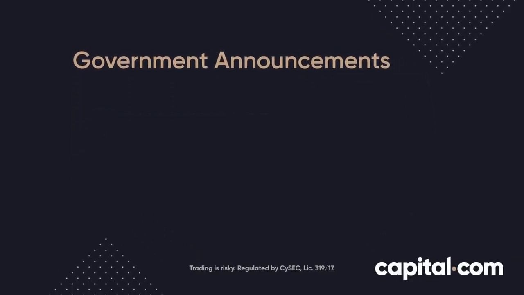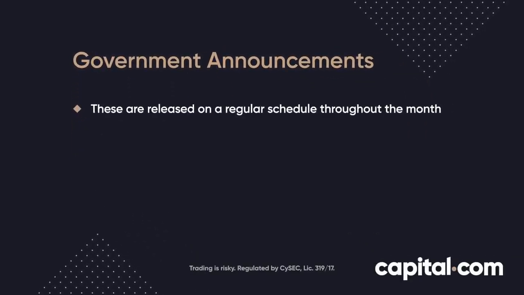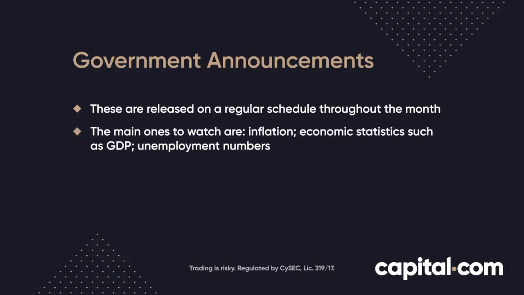Let's deal with government announcements. So these are released on a regular schedule throughout the month. So every month we have, for example, unemployment data, inflation data, this sort of thing. And these are really the two, I think, to watch, plus GDP. So GDP is gross domestic product. Is the economy growing? Is the economy shrinking? Is there a risk of recession?